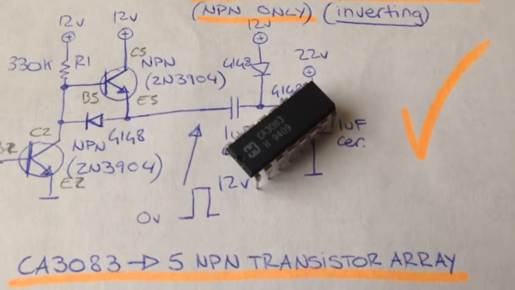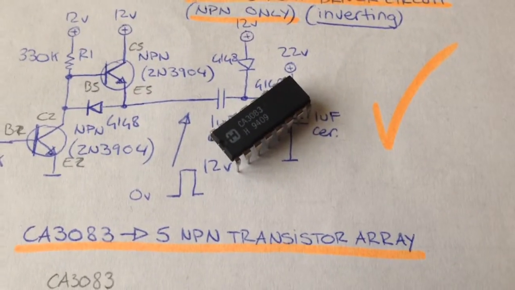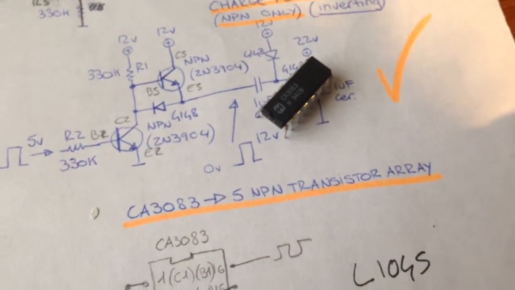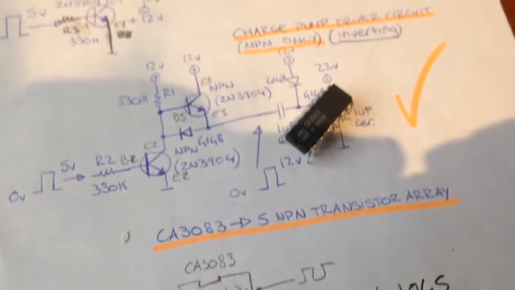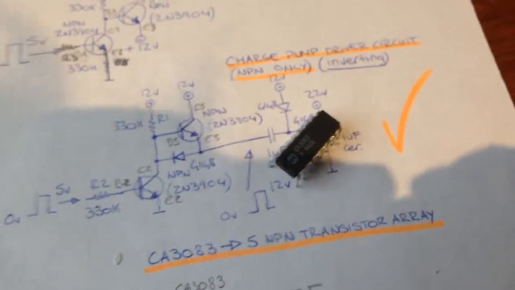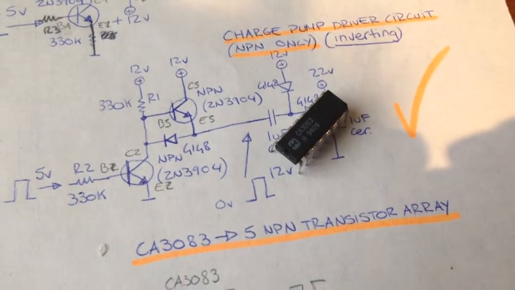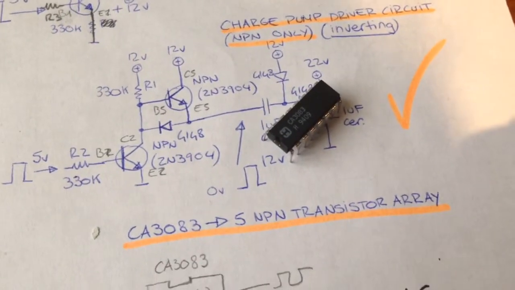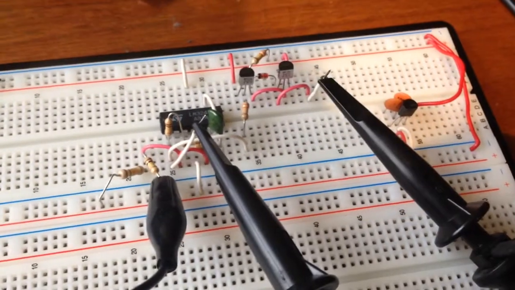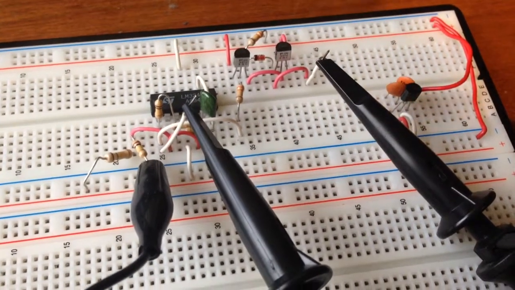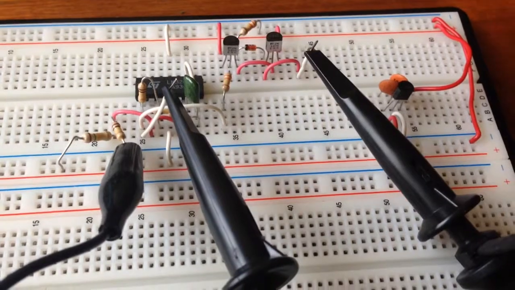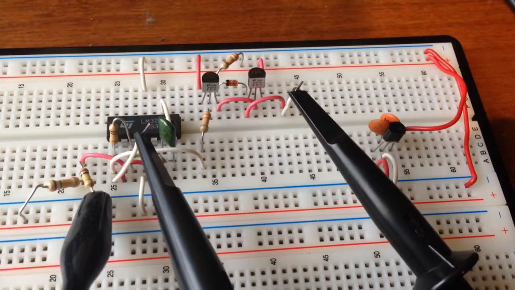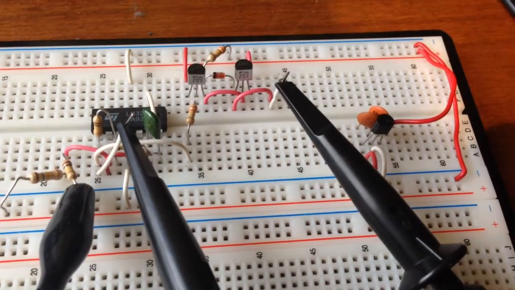This is a CA3083, which is a 5 NPN transistor array. So rather than having five different transistors, we can just use this IC, which includes five transistors inside, and save five components. But I have decided to use discrete transistors in the circuit because it's a lot easier to see how the circuit is arranged.